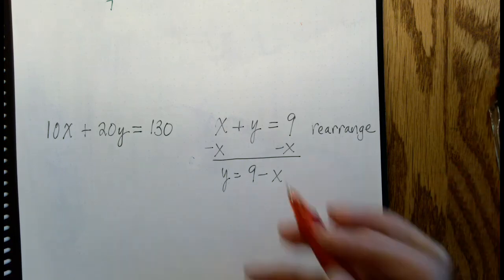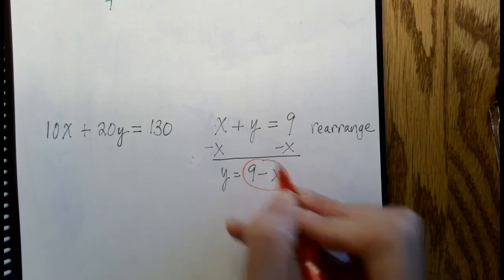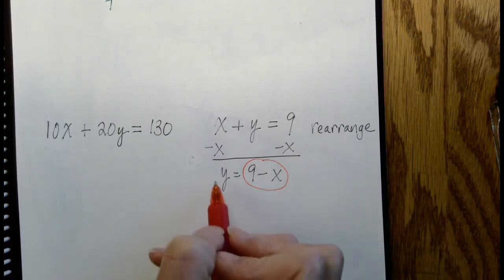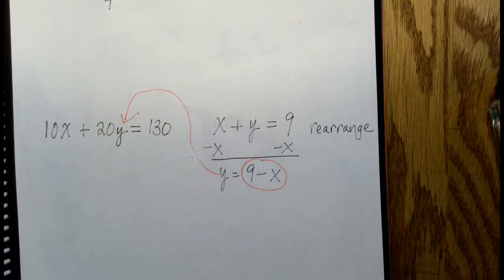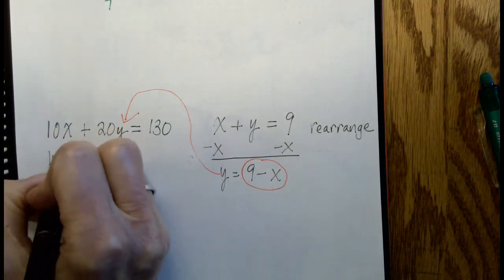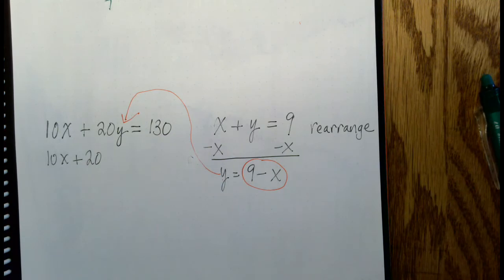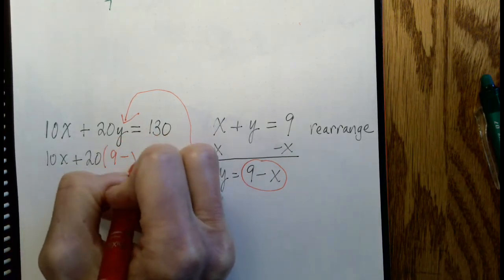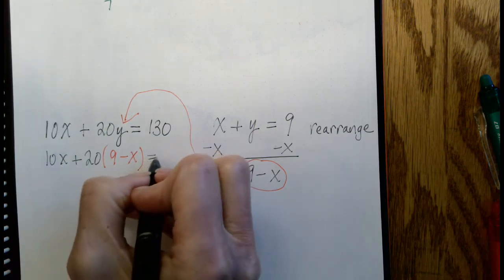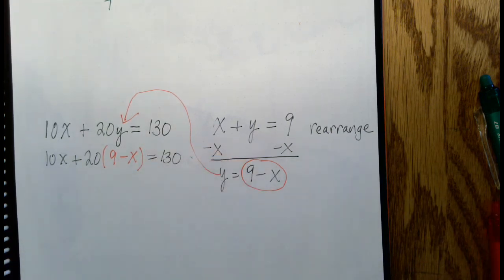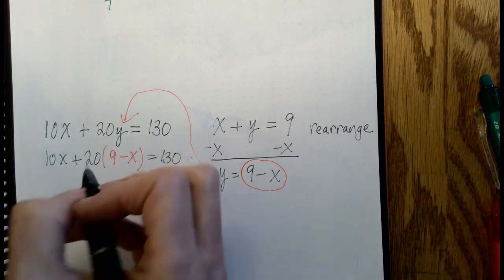So we're going to take this value of 9 minus x and we're going to put it back into our other equation where we see y, because this says y equals. So this is going to be 10x plus 20 times 9 minus x. So instead of writing y, we wrote down what y equals, which is 9 minus x, and that equals 130 activities, or $130.